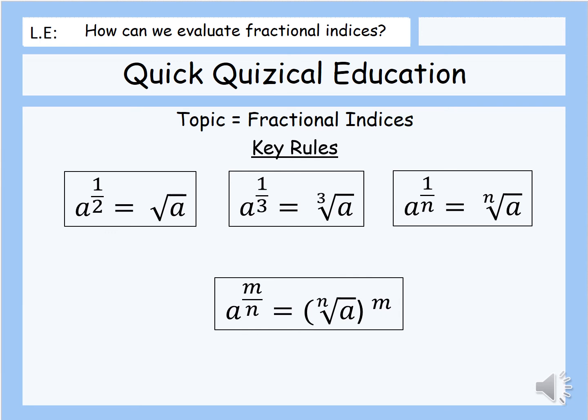We've also just developed that if I have a slightly more complicated fraction, then the denominator tells me the root to take. So if I've got a to the power of m over n, I take the nth root and then I put it to the mth power.